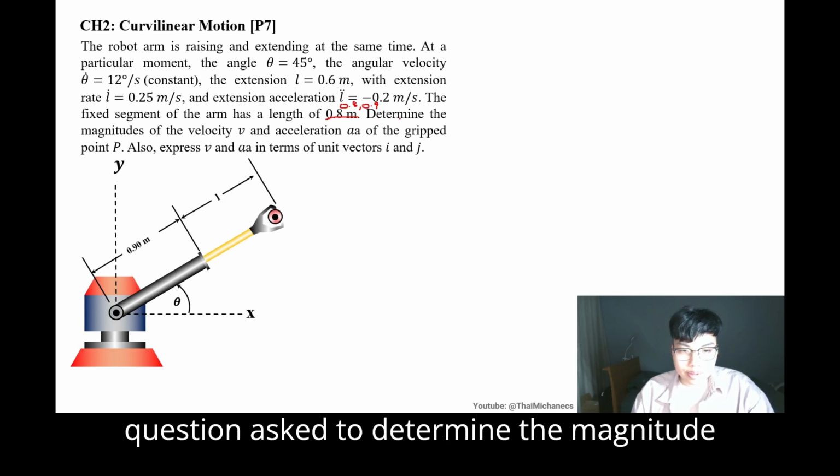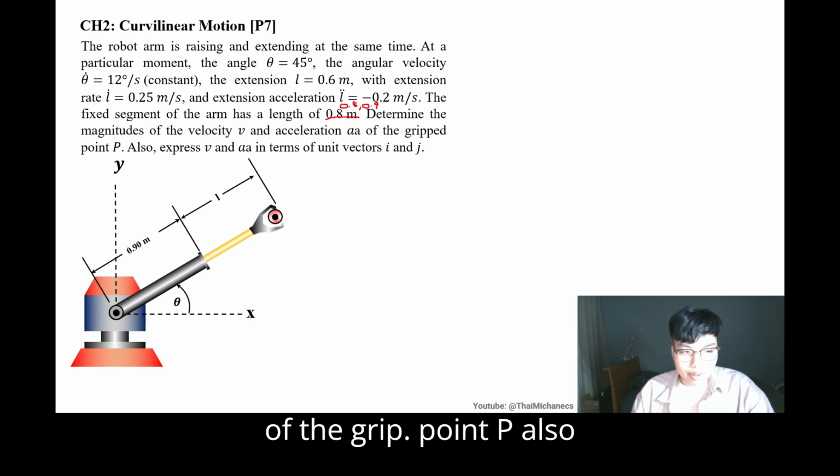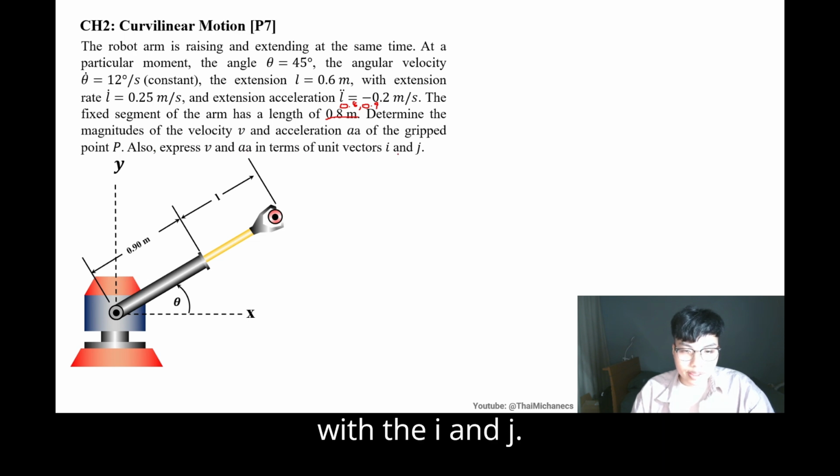Now the question asks to determine the magnitude of the velocity v and the acceleration a of the grip point P. Also express v and a in terms of the unit vectors i and j.